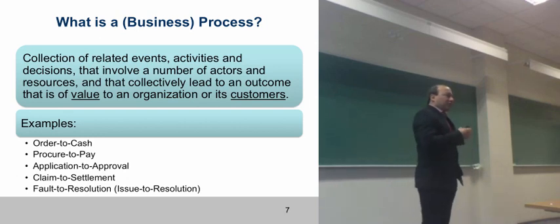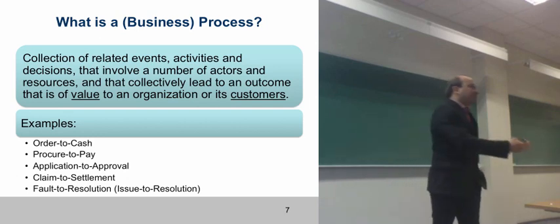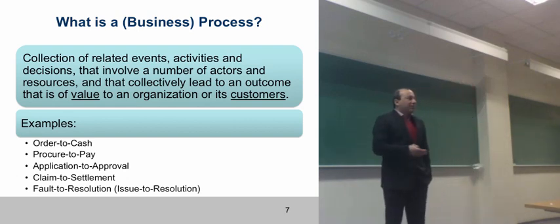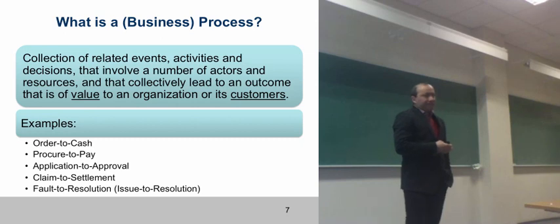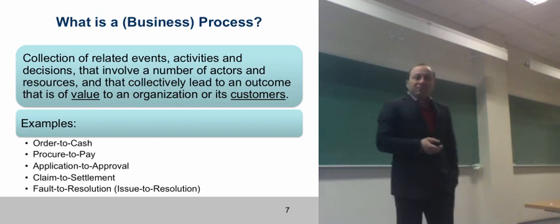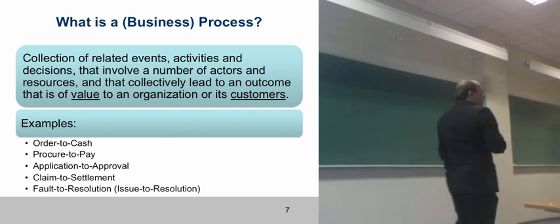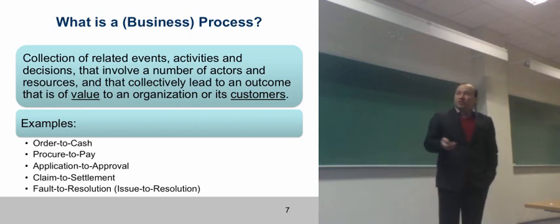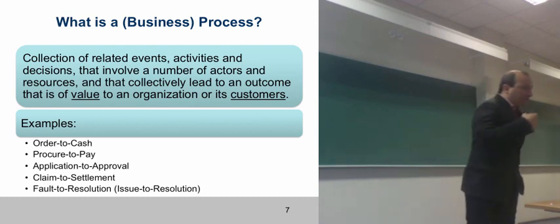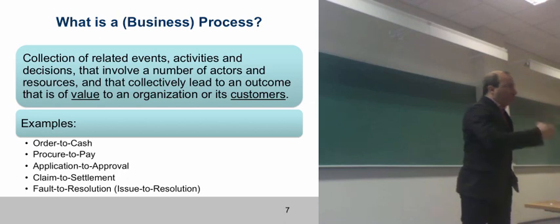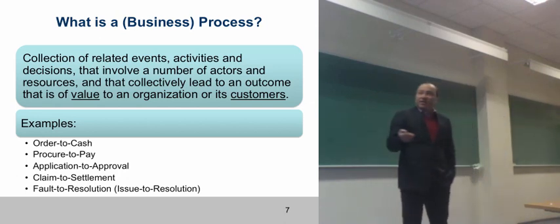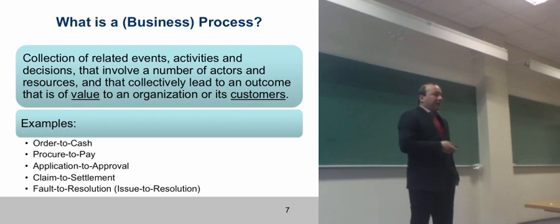So most government agencies will have that, and definitely a public university has an application to approval process, which is the admission process. Every organization probably needs to have an issue to resolution process, or fault to resolution process, which starts from the moment that a customer complains about something or reports a fault or a defect in a product to the moment that a resolution to that problem has been found.